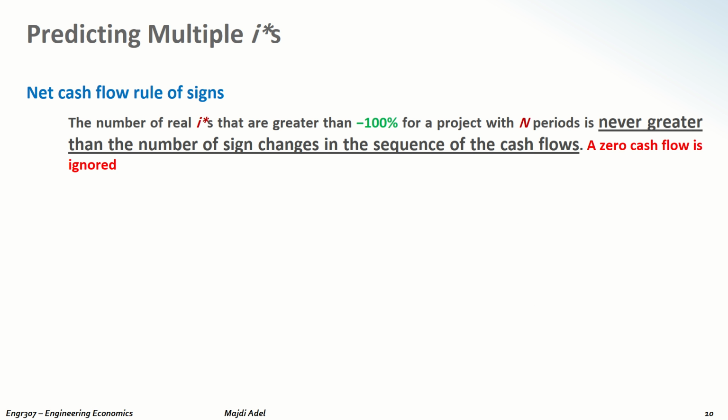So now we know how to classify projects into simple and non-simple projects. Now, before calculating the number of I stars, or internal rates of return, we saw that some projects may have multiple rates of return. So before proceeding to calculating the internal rates of return, we need to know beforehand how many rates of return to expect.